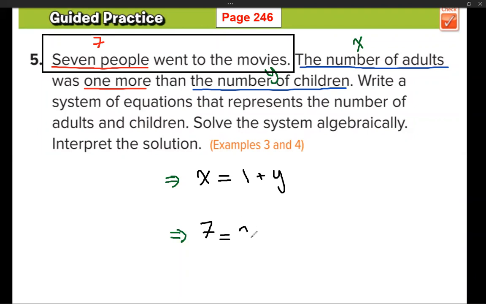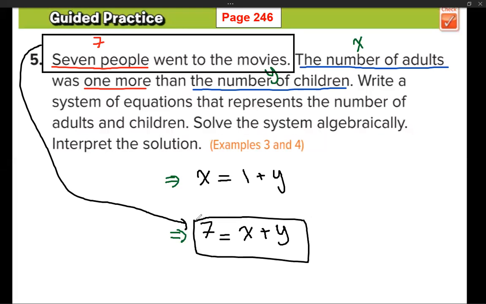The number of adults is x and the number of children is y. Exactly. So the statement here in the black box is the same as this equation. This equation is the translation of this statement into words. x plus y equals 7. x represents the number of adults and y represents the number of children.